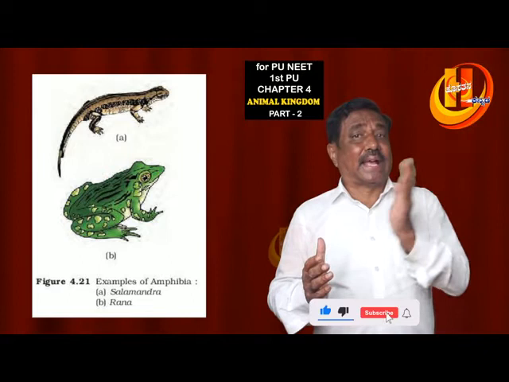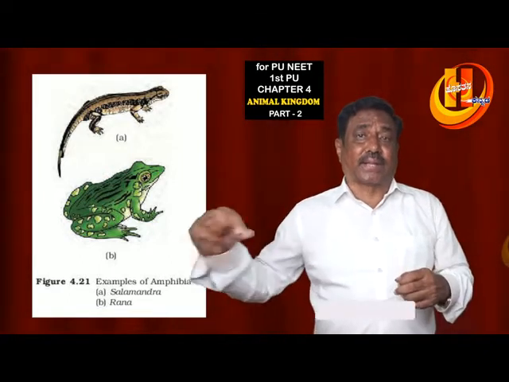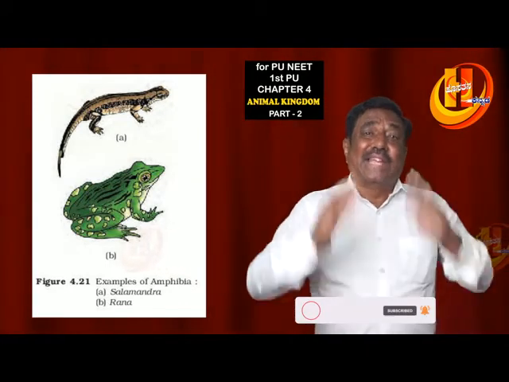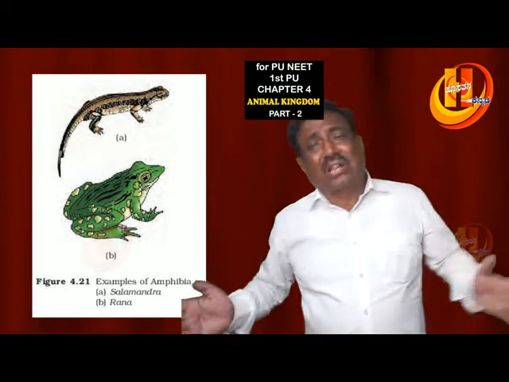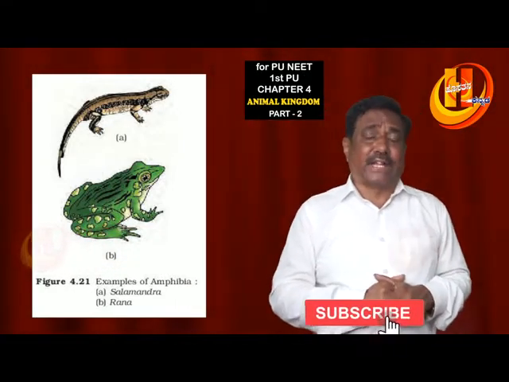Tree frog is Hyla, frog is Rana, salamander, and fish-like frog is Ichthyophis. These are all the examples given in the textbook for amphibia, very, very important.